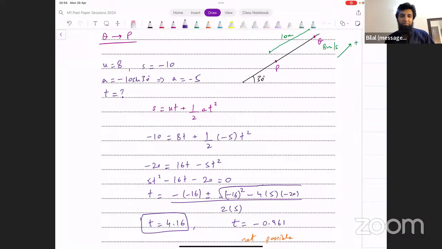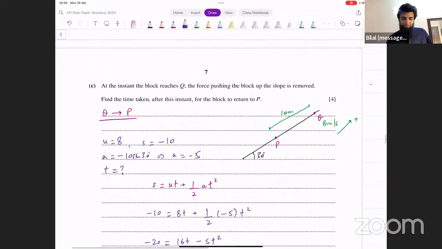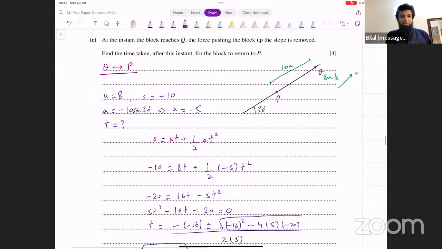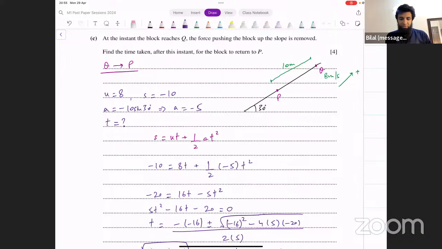Is that okay? No problems? That was part C of this question. Let's move on to the next one.